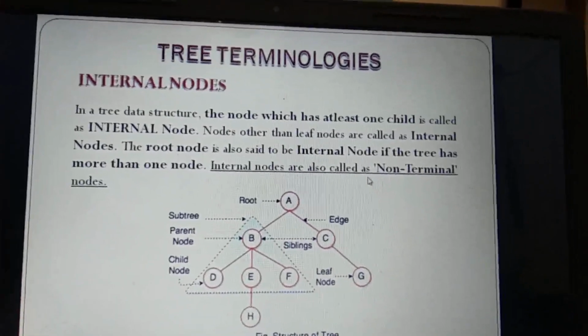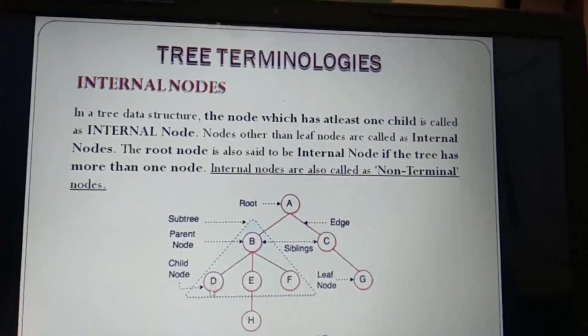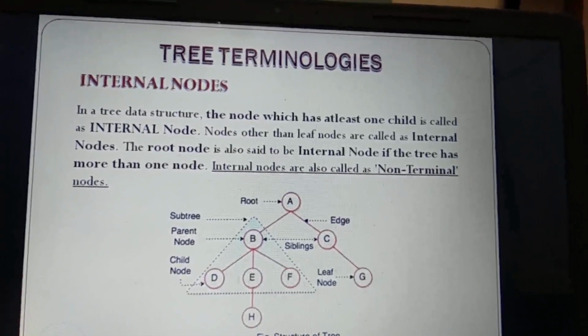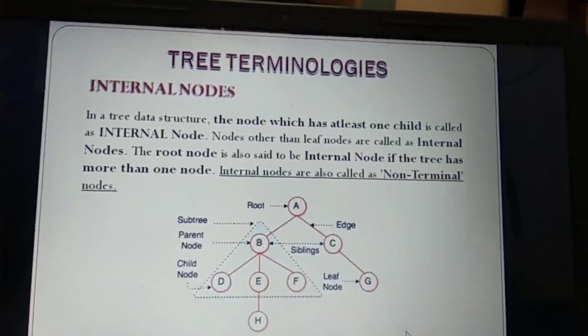Another name for internal nodes is non-terminal nodes. In this example, except D, H, F, G, the other nodes are internal nodes, because A, B, C, E are called internal nodes.